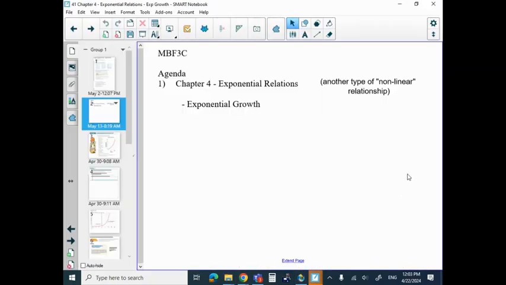Hello, everybody. This lesson is the first in the next chapter. We just finished the quadratics unit, so we were looking at all the different details of quadratic relations. And now we're going into exponential relations, which is just another type of nonlinear relationship. Okay, so we're going to look at exponential growth first.